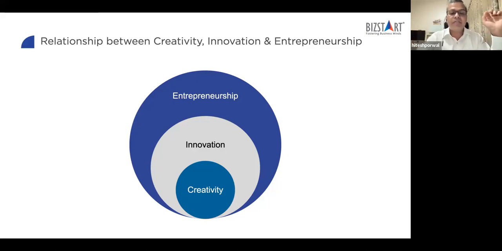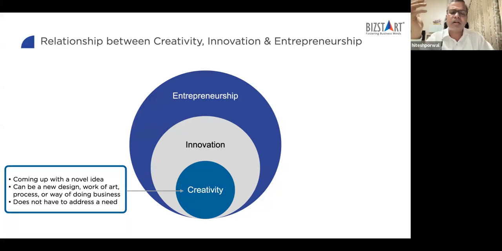See, first is creativity. What is creativity? It is coming up with an innovative idea, a novel idea, right? It can be a new design, artwork, a process, a new way to do business, a new way to deliver value, a new way to earn profit. An important aspect of creativity is that you could be creative, but that creativity may not solve a problem. It may not address a need. So be careful. If you want to be an entrepreneur, you have to be creative, but your creativity should address a need. It should solve a problem.